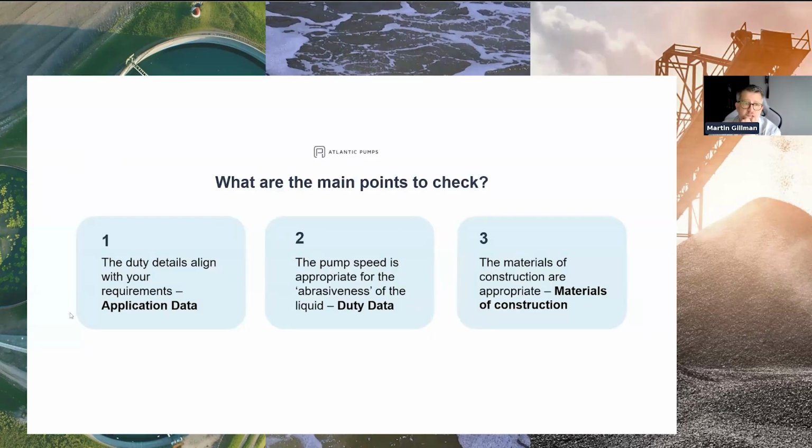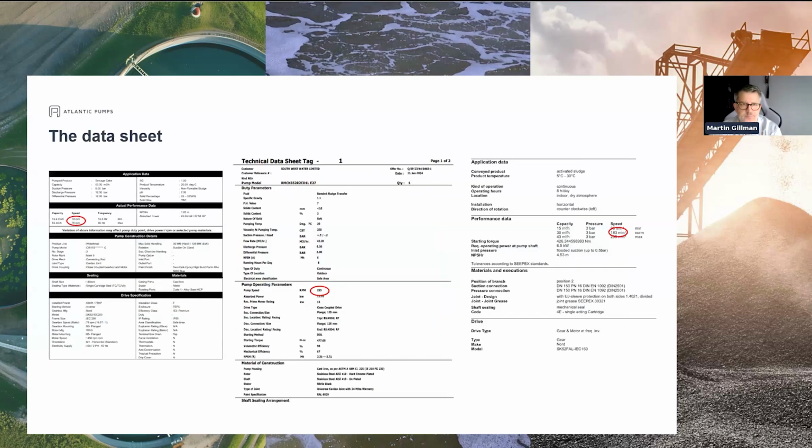There are 3 main points to check. Application data, that's your benchmark against what the pump is being sold to you to do, against what you want it to do. Duty data itself, so that's checking what we've been through just now. What speed is it running at, at what pressure, and does it fit into standards. And materials of construction. So we're just going to quickly go through what we would have done in our earlier exercise.